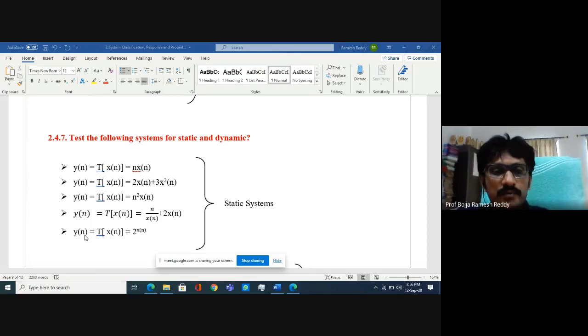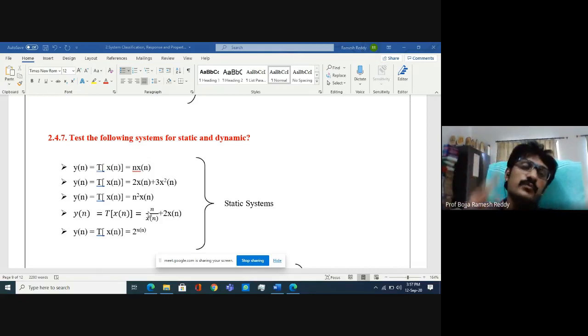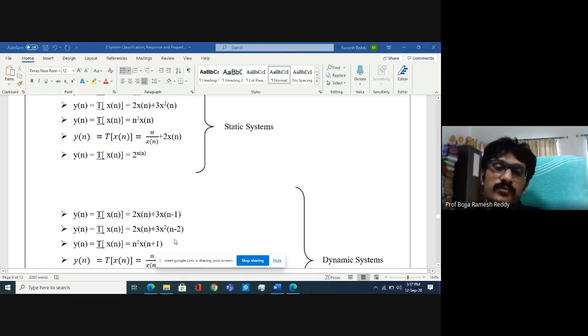See the next example, y of n is equal to 2 power x of n. Here, everywhere it is x of n. The remaining things may be different, don't worry. Our focus is whether the present output depends on the present input or not. If it depends on the present input, you can simply say it is a memory-less system, no memory. That's why these are static systems, where the present output depends on only the present input.